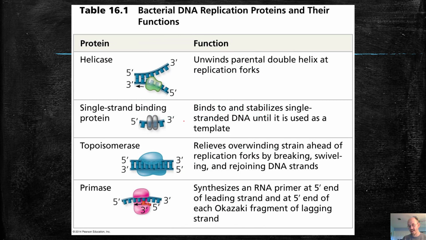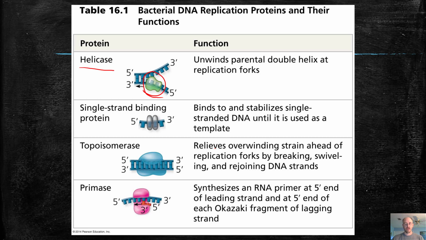Now, some of the major enzymes involved in this process. One of them, this one right here, is helicase. Helicase is like a zipper pull. It attaches to DNA and it breaks the hydrogen bonds, opening up the parental strand or the template strand of DNA. And it does so from a 5' towards a 3' direction.